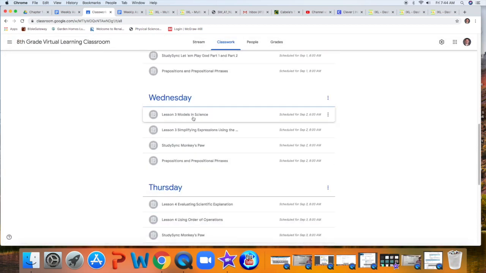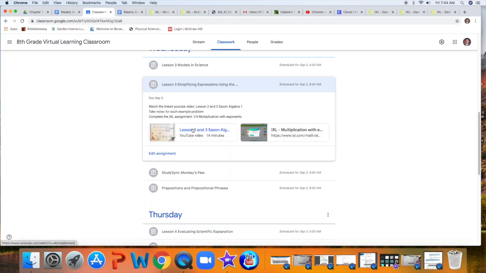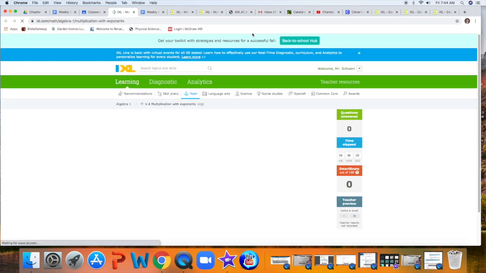So Wednesday, Lesson 3, Simplifying Expressions. You'll see that I have the IXL assignment listed here as well. Now that I have 1, 2, 3, 4, 5, 6 IXL assignments, let's actually practice with one of those examples. This is V.4, multiplication with exponents. Simplify the expression using positive exponents.